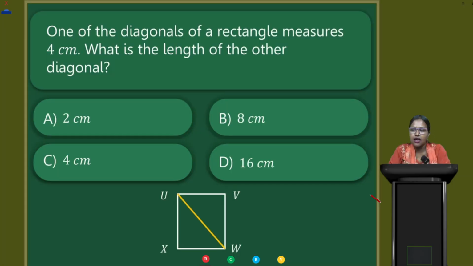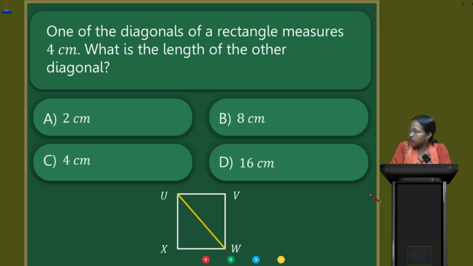So my lovely children, I hope all of you remember what you have studied in our last class. We are continuing quadrilaterals. So today also we are going to start where we ended in our last class. Before that, let's start with one simple question. Let's see how many of you are able to answer this question. Then we are going to proceed further.